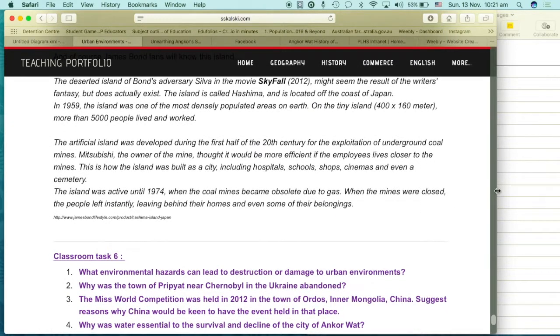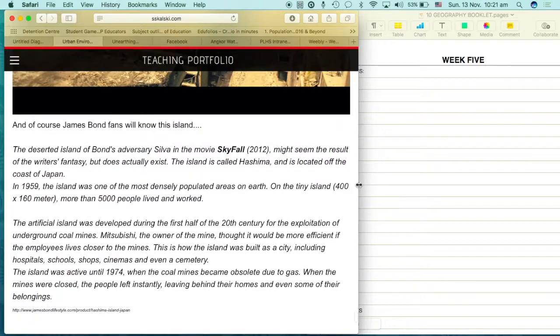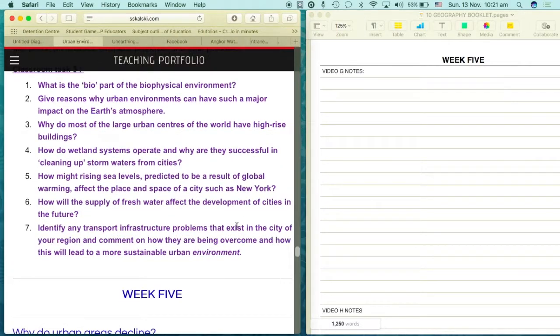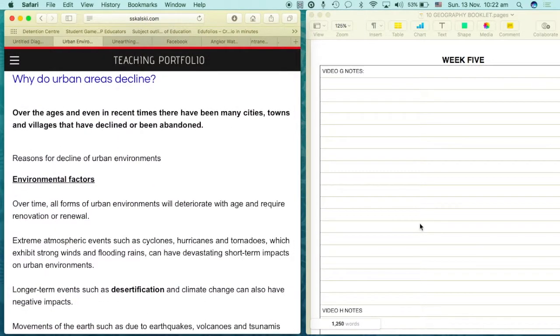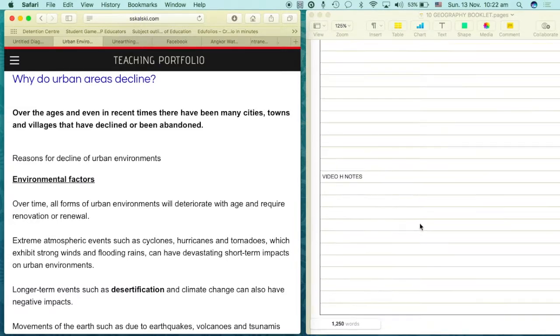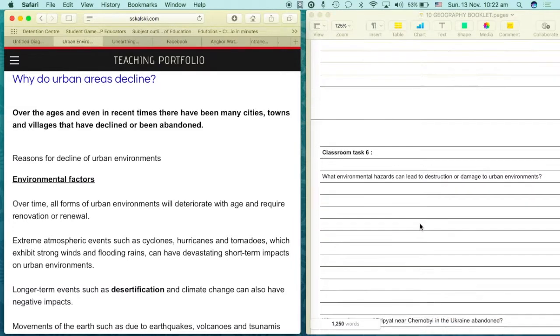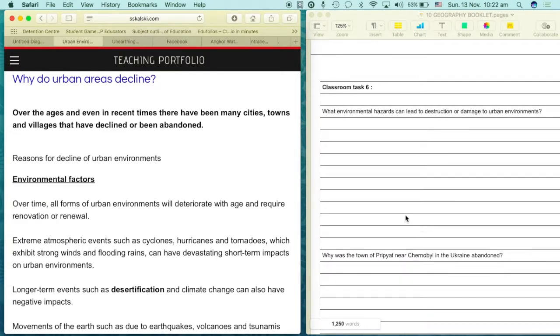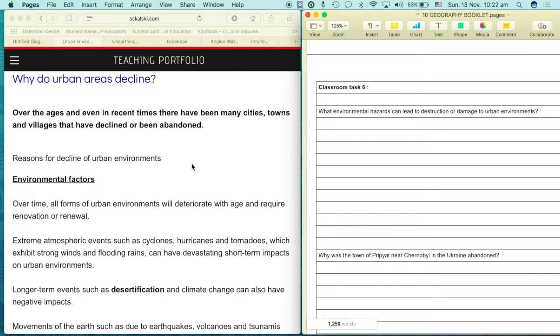Okay, so questions are underneath. So let's just walk our way through those. Obviously, you've got the notes from G and H videos. What environmental hazards can lead to the destruction or damage to urban environments?